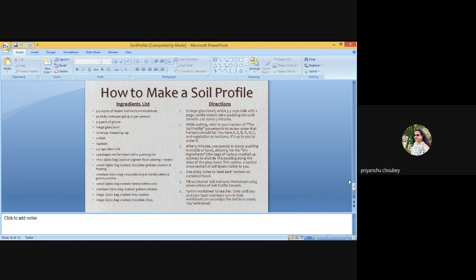S means illuvial accumulation of sesquioxides and organic matter.